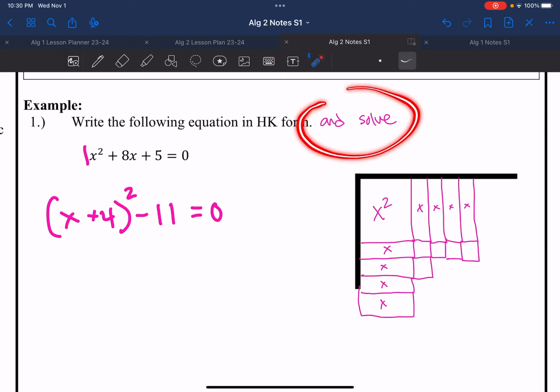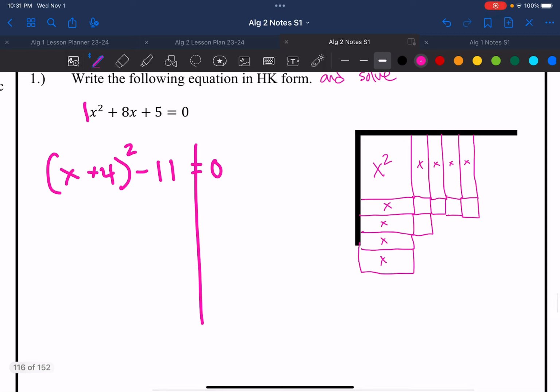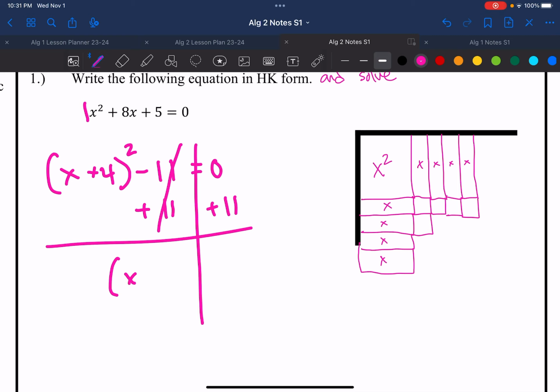The second part of this was to solve. When we went to solve these for 2.5, the first part of it was to draw our line through that equal sign. Then we started canceling things out until we got our quantity squared by itself. Our quantity squared is right here. We just need to get rid of this 11. To do that, I'm going to do plus 11 to both sides. My 11s are going to cancel out, and I'm left with x plus 4 squared equals 11.